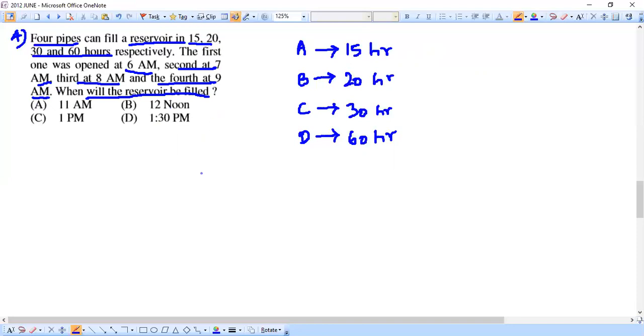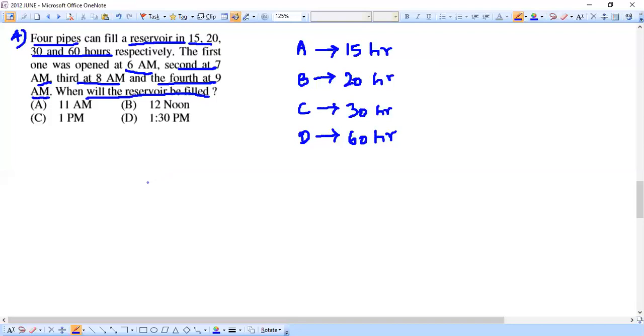So let's see how this can be solved. Here we have to be very careful how we are using the calculations. So let's just list it here. Start from the first pipe. The first pipe is opened at 6 a.m. So at 6 a.m. only the first pipe is opened. Correct? And then exactly after 1 hour, the second pipe is opened at 7 a.m. This is what is happening.